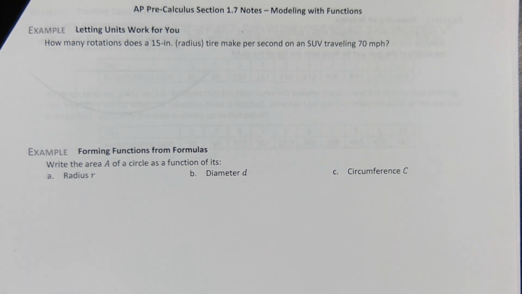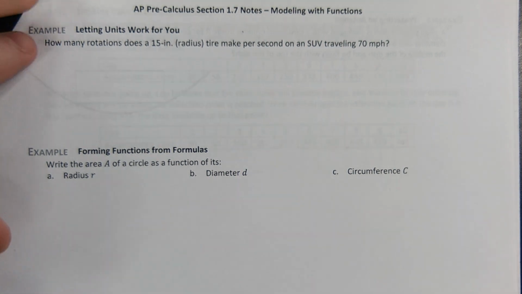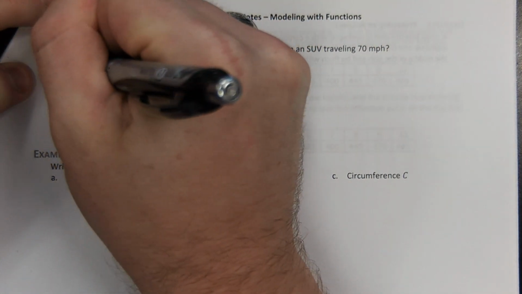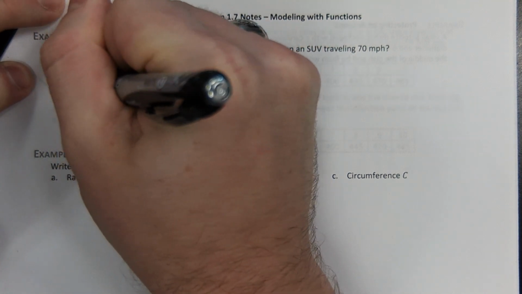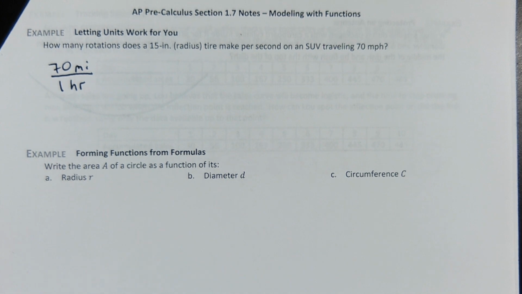What we have is 70 miles per hour. Did you know that the per in miles per hour is a fraction bar? It means divide by. So we're going to take our 70 miles, MI, per 1 hour, and we're trying to convert all the way over to rotations per second.